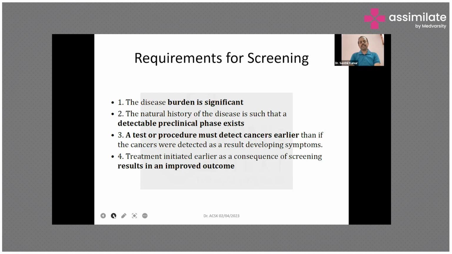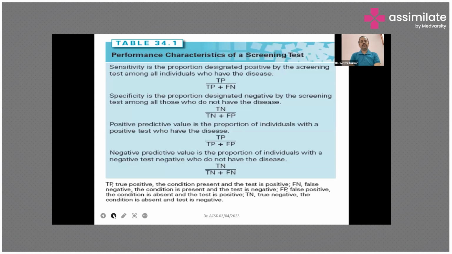And treatment should be initiated earlier as a consequence of screening, and this should result in an improved outcome. So the bottom line is this: by doing the testing on a significant disease burden, you're going to look at developing the test that will give a benefit to the patient. Now, whenever we use a screening test, people will always use some statistical terminology: sensitivity, specificity, positive predictive value, and negative predictive value. So what are these? You have to understand them because this is the basis of how we do a screening test.